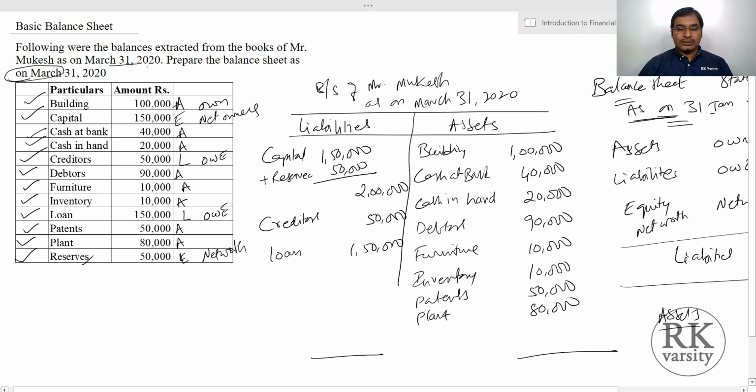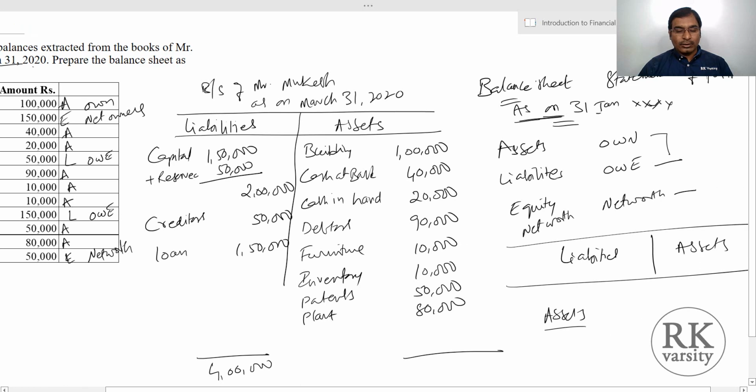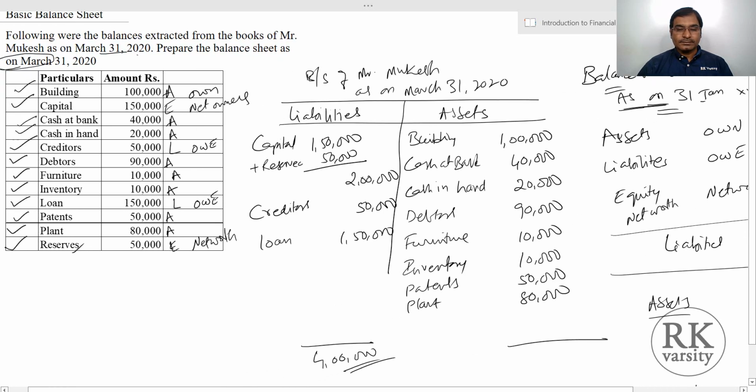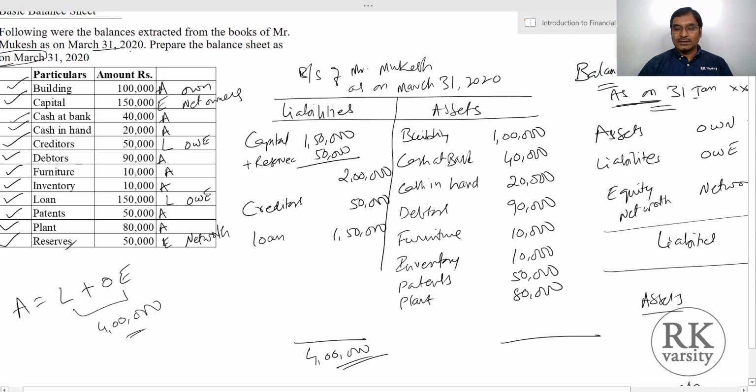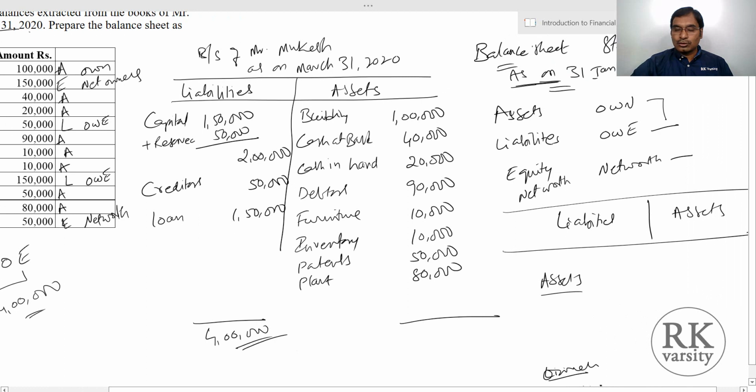So this is 2 plus 2, 4 lakhs as the liabilities that we have. According to our accounting equation, our assets should be equal to liabilities plus equity. Assets equals liabilities plus owner's equity. So our liabilities plus owner's equity is 4 lakhs. That means our assets should also be 4 lakhs. So we'll total these values using a calculator here.